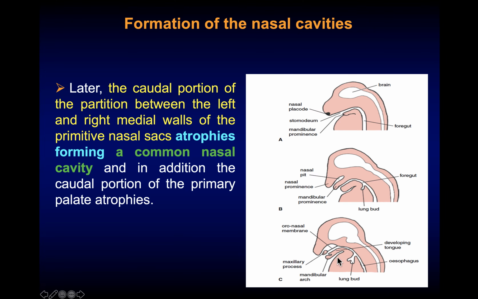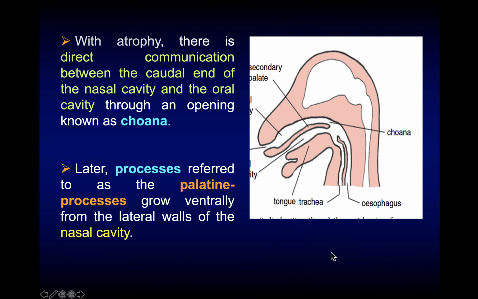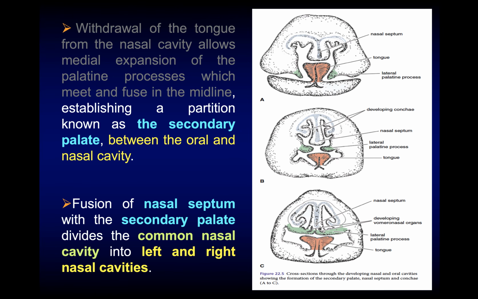And we can see here, this is the area of the digestive system, and this is the area of the developing tongue. This is the area of the nasal cavity, and this is the area of the oral cavity. We can see here that the tongue is projected into the nasal cavity. So the tongue is found in the oral cavity and in the area of the nasal cavity.